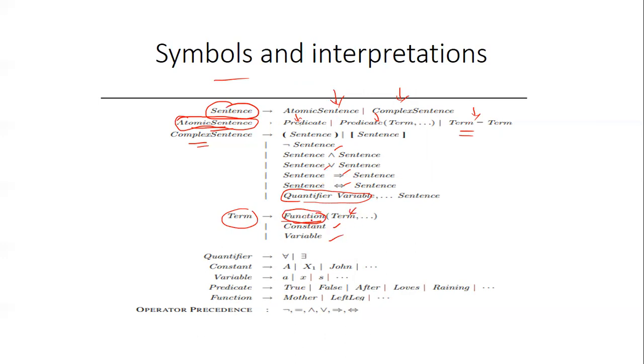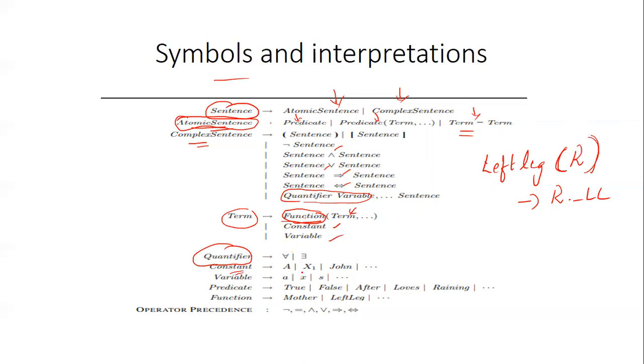So here these functions are not similar to our programming language functions. We should not misunderstand that. It is not that there is a subroutine we are calling. It is one way of representation. So when we say left leg of Richard the Lionheart, that doesn't mean we are calling a function. It refers to Richard's left leg. That's all. And we use two quantifiers here, for all and there exists.